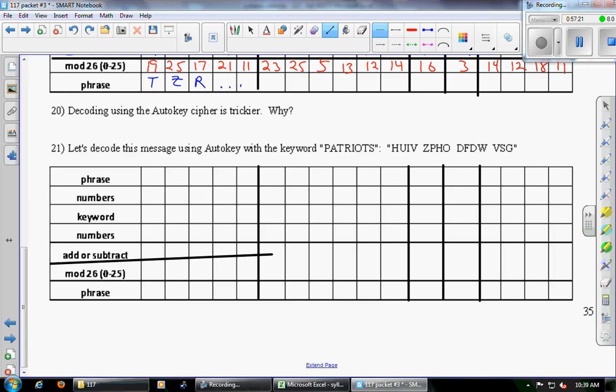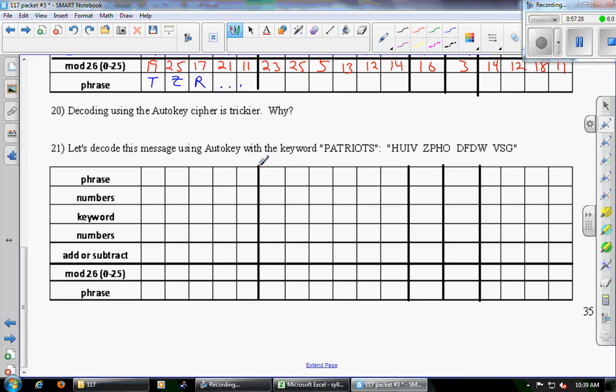Okay, so the last thing we're going to do is decode. And the reason that decoding is trickier is that we're given the keyword. Maybe we're given the word Patriots, but we don't know what the rest of the message is. So we don't know what the rest of that row is going to look like. So let's try it down here.